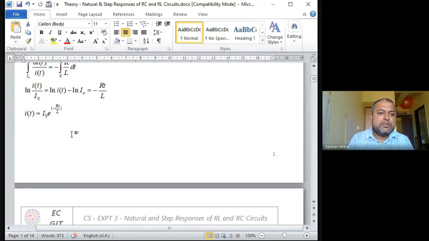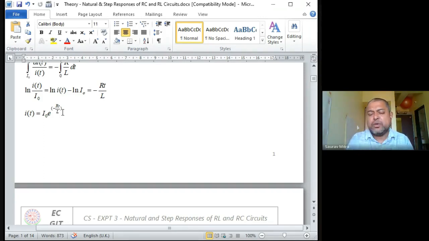So at t is equal to tau, if you substitute, you will find it is I0 into e raised to minus 1. And how much is e raised to minus 1? It is 1 by e, so around 0.36. So after the tau time, L by R, which is a time, you will find that the current falls by 63 percent, almost 64%, of its initial current. The initial current was I0. After t is equal to tau, the current will be 0.36 of I0.